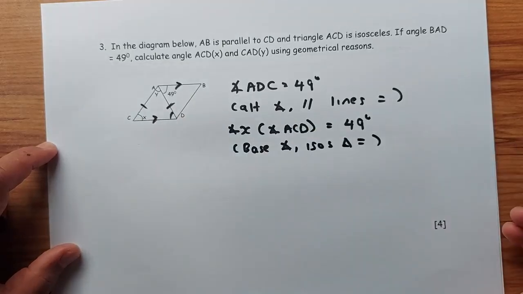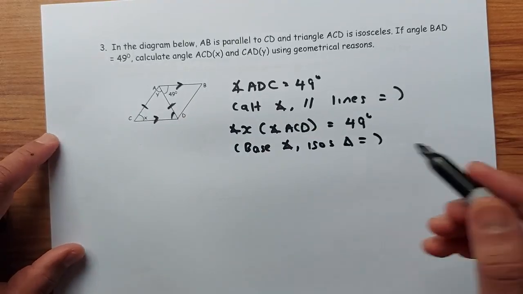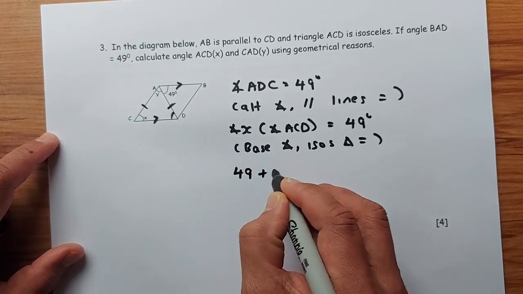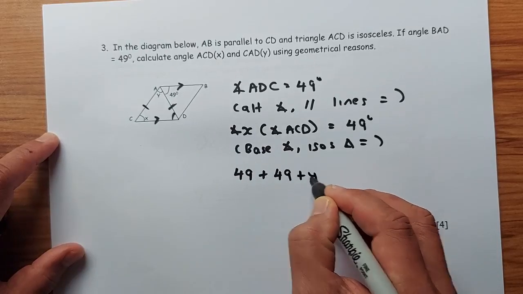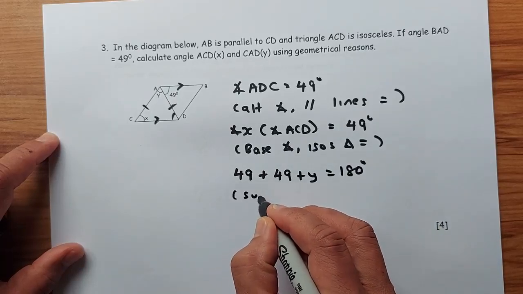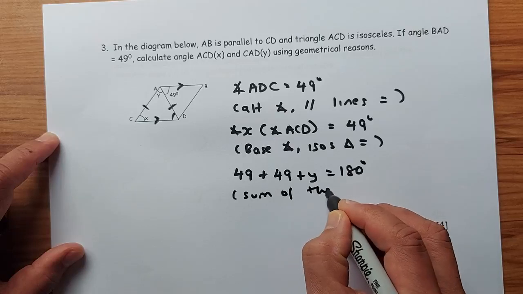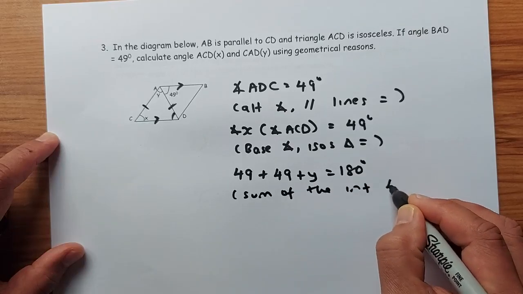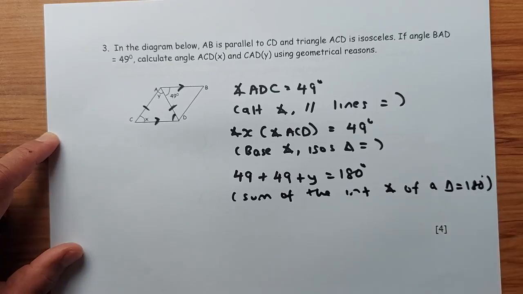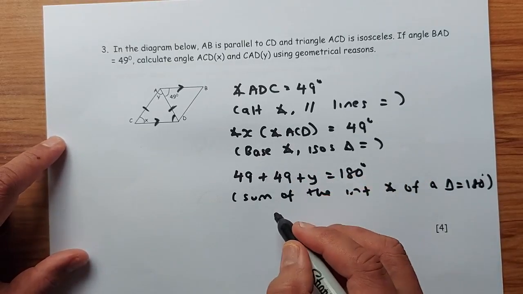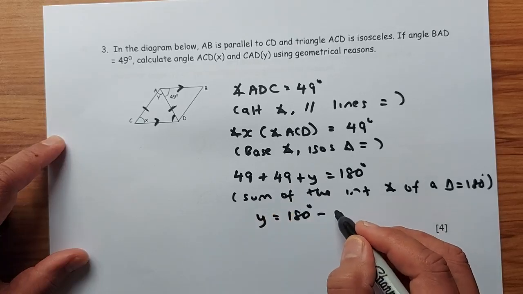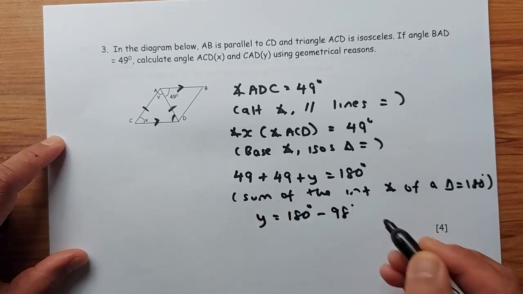To get the angle x is 2 marks. If this is 49, this is 49, so y is simple. So 49 plus 49 plus y must add up to 180. What's the reason? Because they are the sum of the interior angles of a triangle, they add up to 180 degrees, okay? So you add them up together, so y equals 180 degrees minus 49 minus 49, that will be 98.